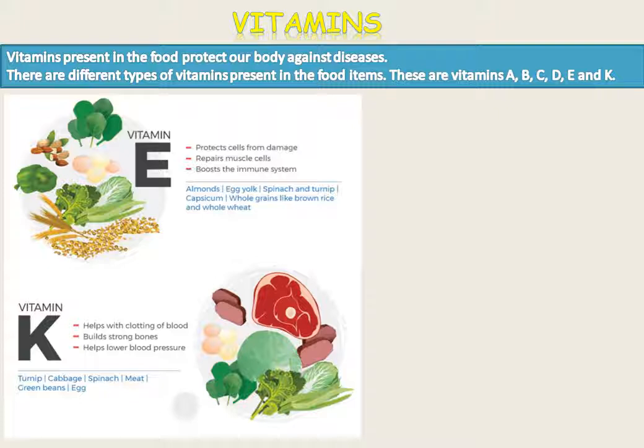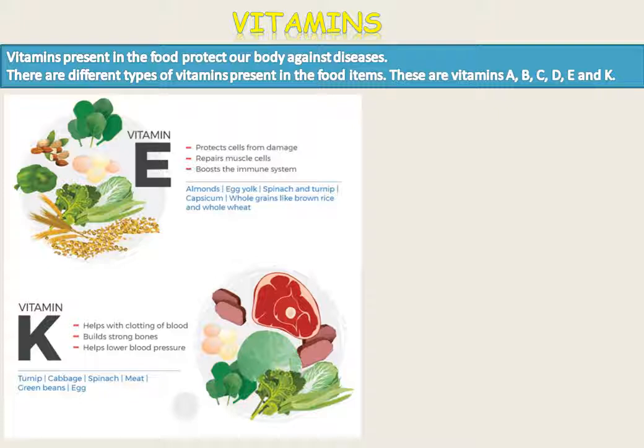Which are the products rich in vitamin E? Almonds, egg yolk. We have learned yolk in our last chapter. I hope you remember. Then spinach and turnip, capsicum, whole grains such as brown rice and whole wheat are all rich in vitamin E.